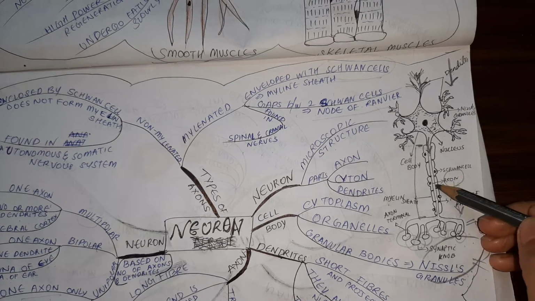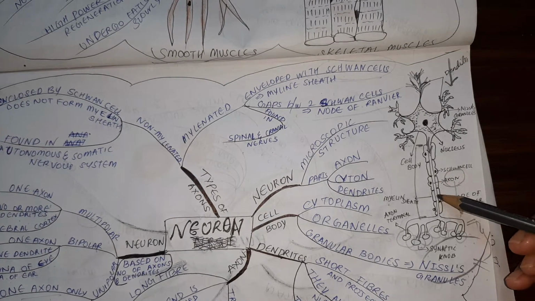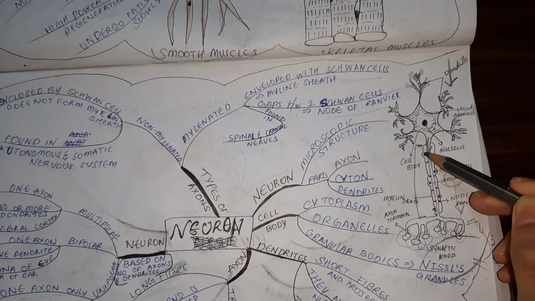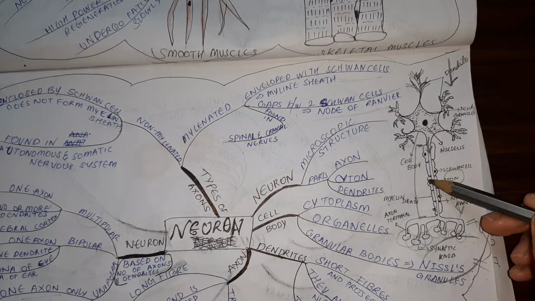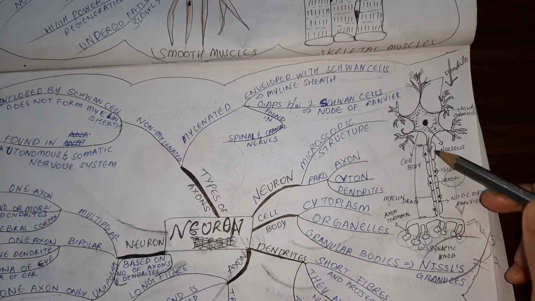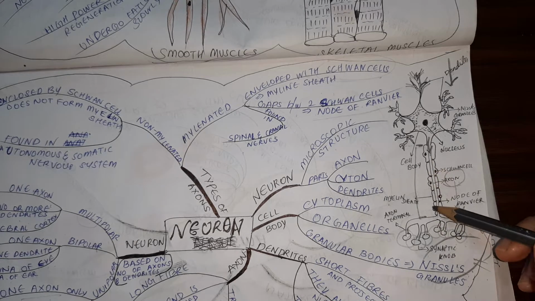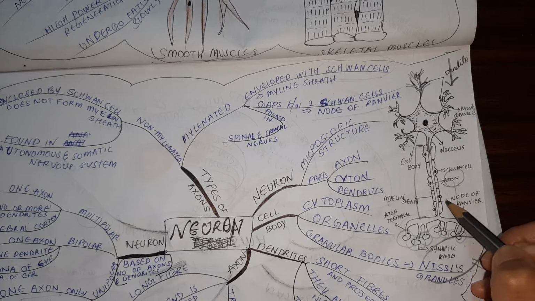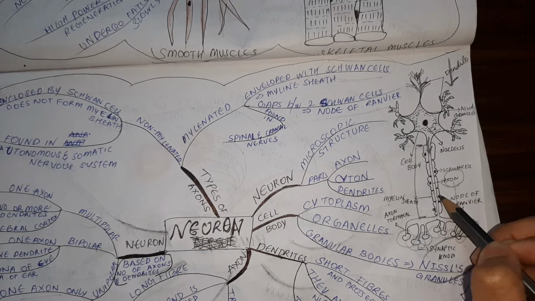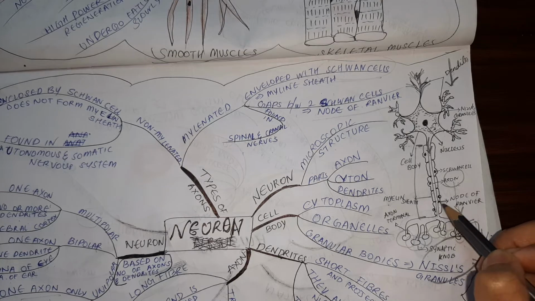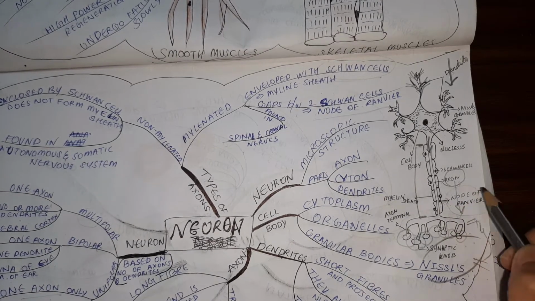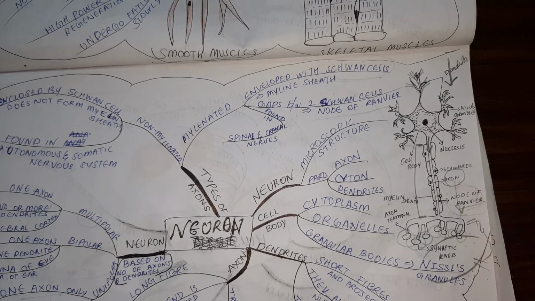You can see here the myelin sheath is present. This is the myelin sheath, and you can see the Schwann cells. A Schwann cell here, here, here, and here. And this is enclosed in the form of a myelin sheath. The area between the Schwann cells, a gap, where the myelin sheath is not present, you can call it the node of Ranvier.